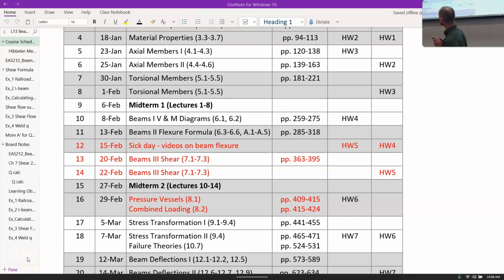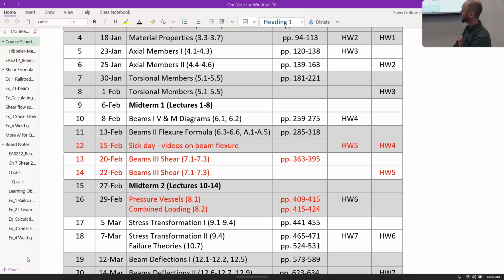All right. So I'm going to get started. Looking at the schedule, I adjusted the schedule based on what we covered last week. So we'll more or less work on shear today and probably bleed into Thursday. That'll wrap up the topics that we'll cover for our second midterm next Tuesday.